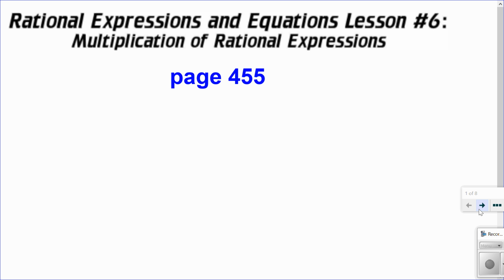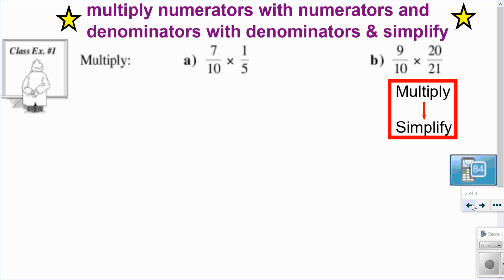Before we get into multiplying with variables, let's review how to multiply numbers. When I multiply two fractions together, all I do is multiply the numerators together, the denominators together, and then put it into lowest terms. For example, when I have 7 out of 10 times 1 out of 5, I just do 7 times 1, which is 7, over 10 times 5, which is 50. And then if I can, I put it in lowest terms. That one can't go in lowest terms, so this is my final answer.